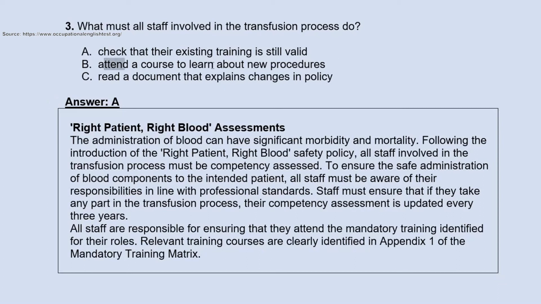Option B, attend a course to learn about new procedures. There is no information about any such course which is meant to learn any new procedures mentioned in this paragraph, so that's clearly not given. Option C, read a document that explains changes in policy. Again, something that has not been mentioned anywhere in the paragraph. There is nothing about changes in policy or about a document that explains those changes in this paragraph.